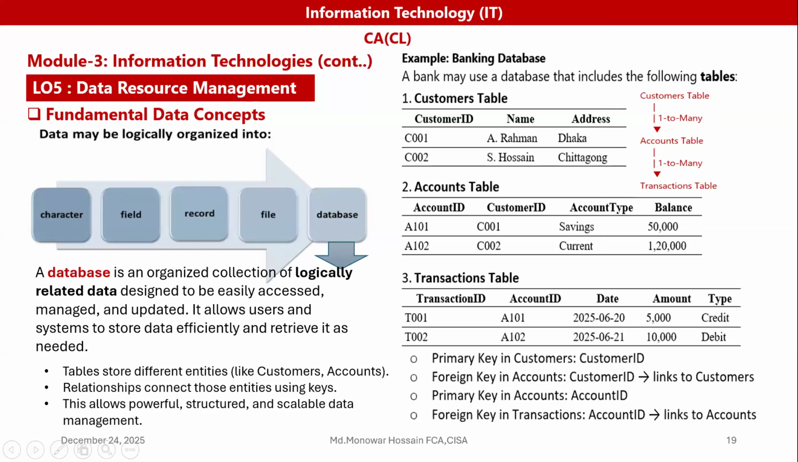And we know that a database allows users and systems to store data efficiently and retrieve it as needed, when needed. So we can say tables store different entities like customers, accounts, transactions, and relationships connect those entities using the key of each table. This allows powerful structure and scalable data management. So we can say a database is an organized collection of logically related data that is designed to be easily accessed, managed, and updated regularly.